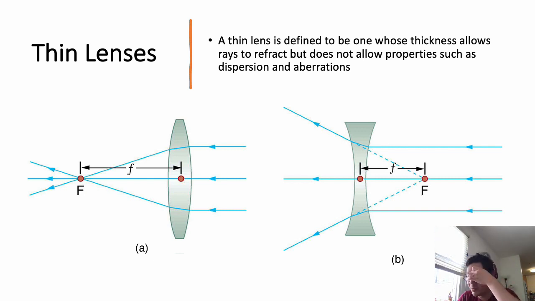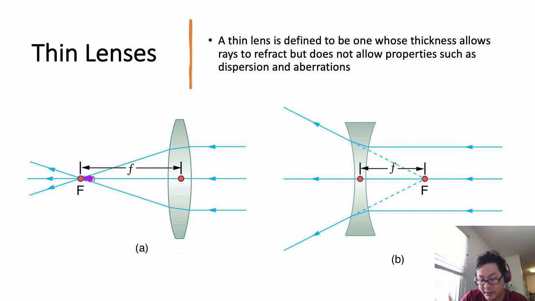We have another topic: thin lenses. In this chapter, we focus on thin lenses. Why? Because in real life, the focal point is not a single point, not a single dot. Toward the edges of the lens it may be several points here, because the lens is thick.